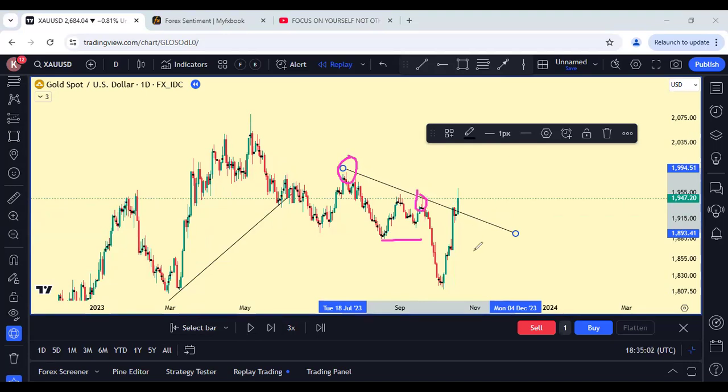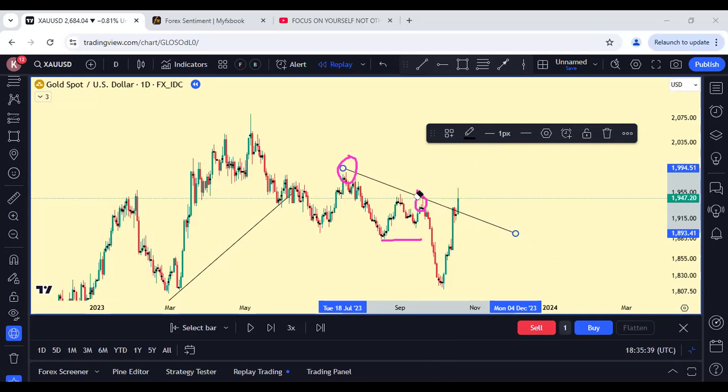The institutions, if they are not ready to continue the move downward, they remove the trend line. But the belief of retail traders is for price to come up to this trend line, then sell again. They put in their instant sell order and their stop loss right here. But what happened? The institutions come into the market, break it, and continue the move to the upside.